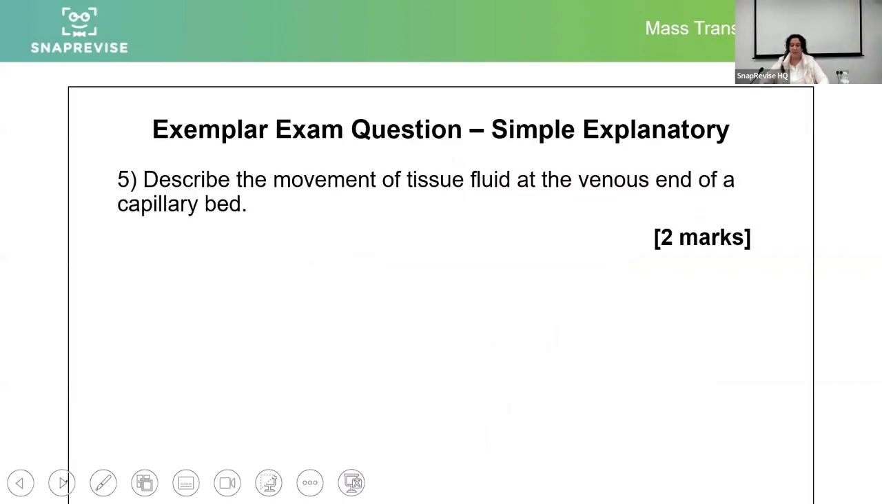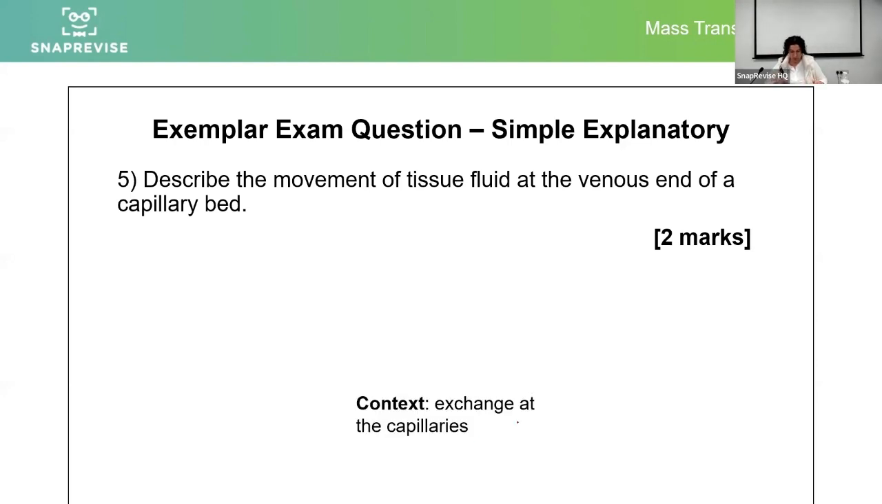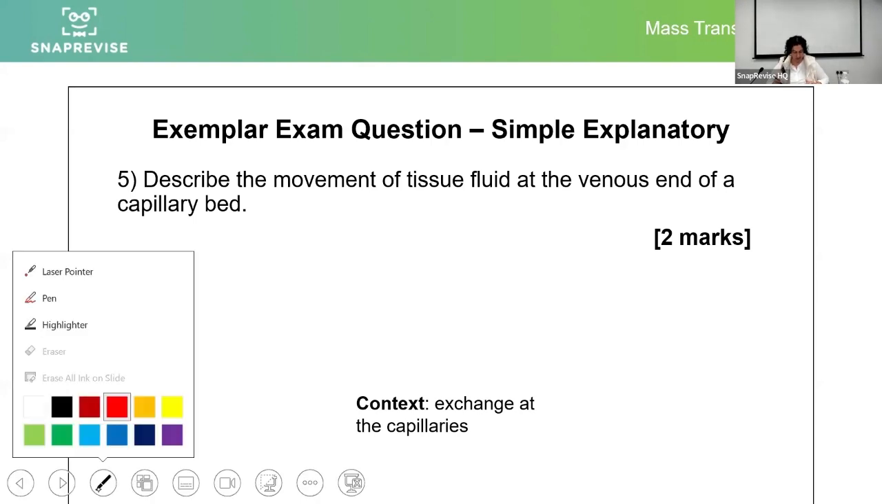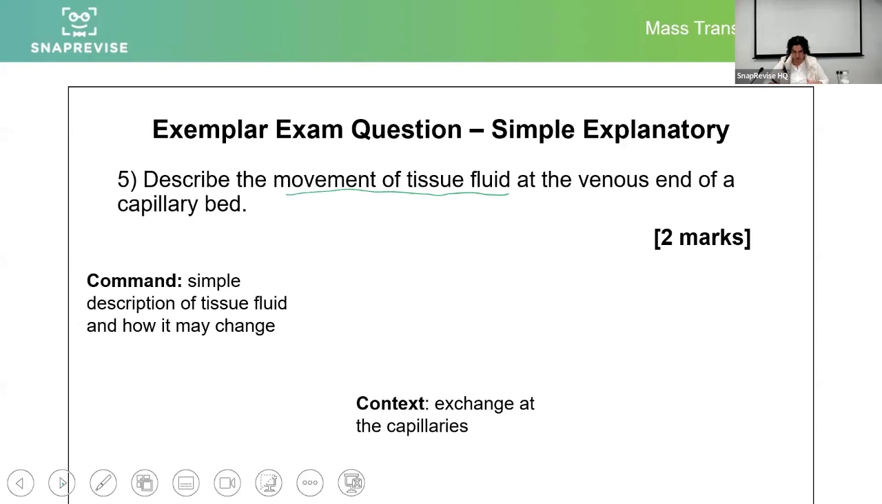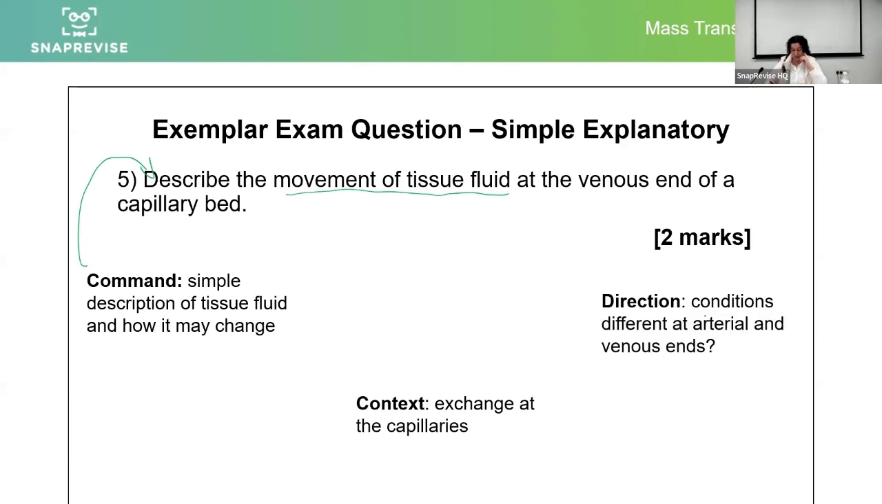Okay. Let's have a look at a typical question. Describe the movement of tissue fluid at the venous end of a capillary bed, for only 2 marks. So let's break down the question again. My context is the exchange of tissue fluid, movement of tissue fluid. The command is just a simple describe, and my direction is the different conditions between the arterial and the venous end. Take a moment to structure this answer for yourselves.